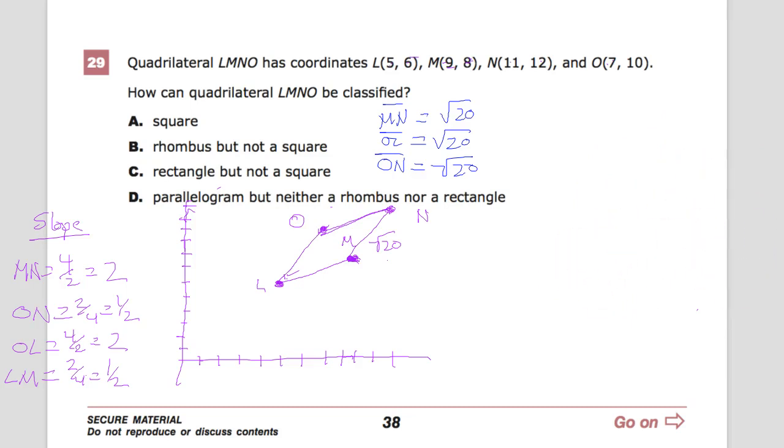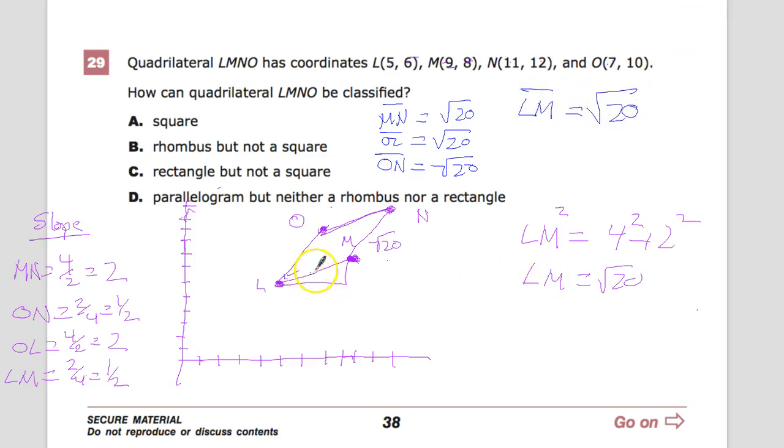And then all we need to look at is LM. If I was going to make this triangle here, to go from L to M, I'm looking at 9 minus 5, which is 4. Again, 2 here. So LM is also equal to the square root of 20. So that means we have a quadrilateral that has parallel sides. We have all sides the same, so that makes it at least a rhombus.